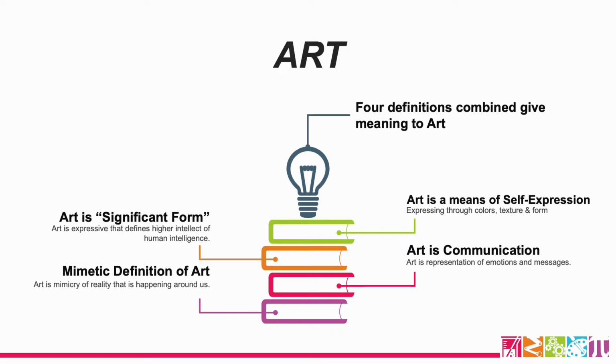The first definition to discuss is the mimetic definition of art. Here we discuss that art is mimicry of reality that is taking place around us. Plato defines art as representational medium or mimetic. This word is Greek and it means imitation.